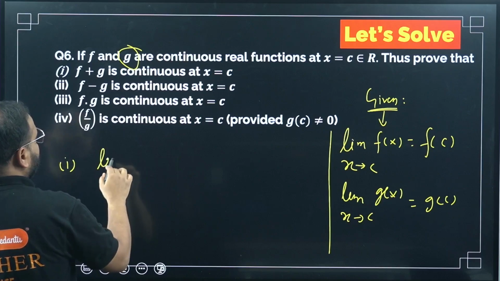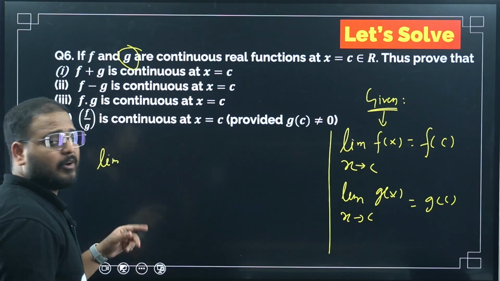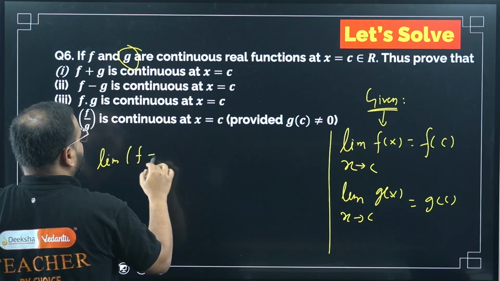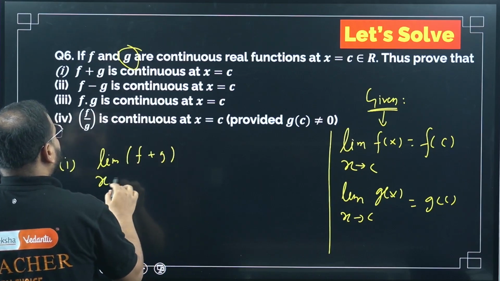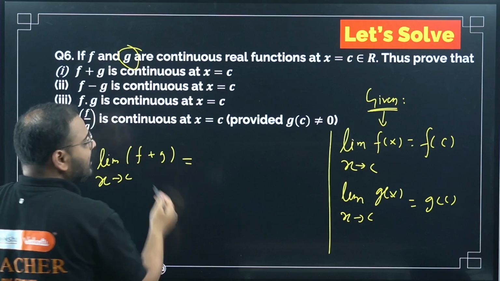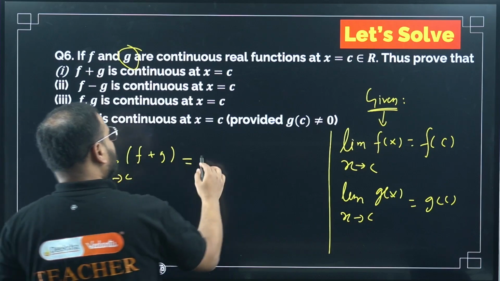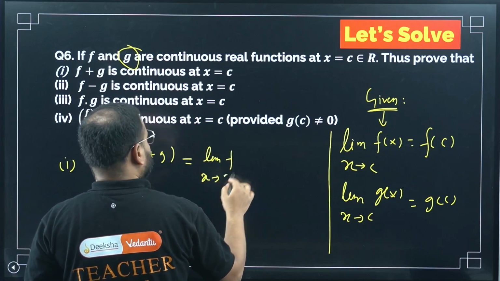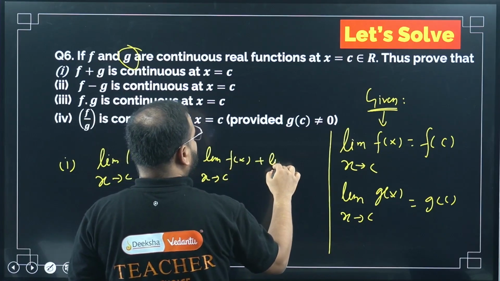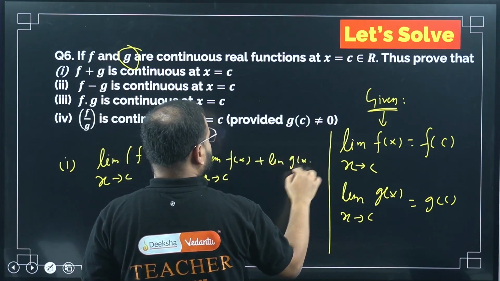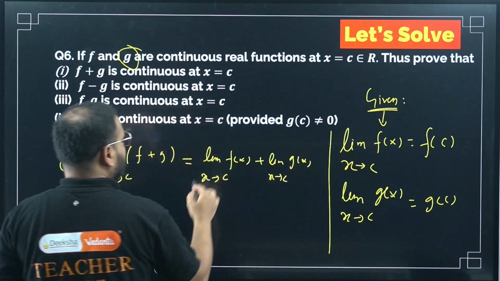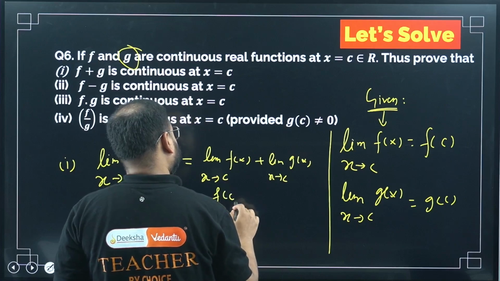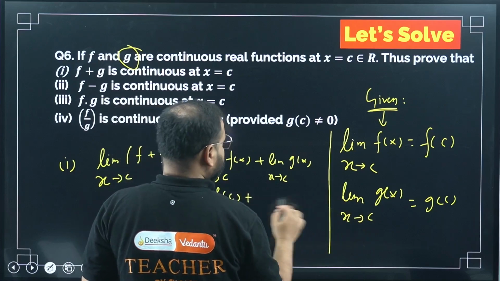So if I apply the limit on both sides, what I'm getting, please check. I'm getting limit of f plus g when x tends to c. I can separate the limits. I'll get limit of f(x) when x tends to c, and limit of g(x) when x tends to c. This is nothing but f of c, and this is g of c.